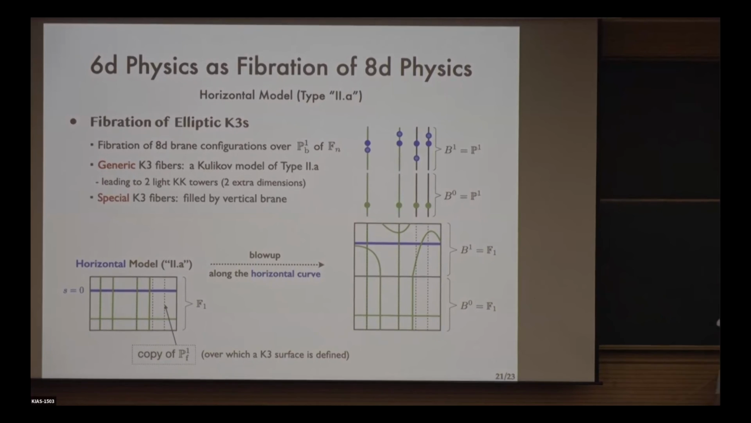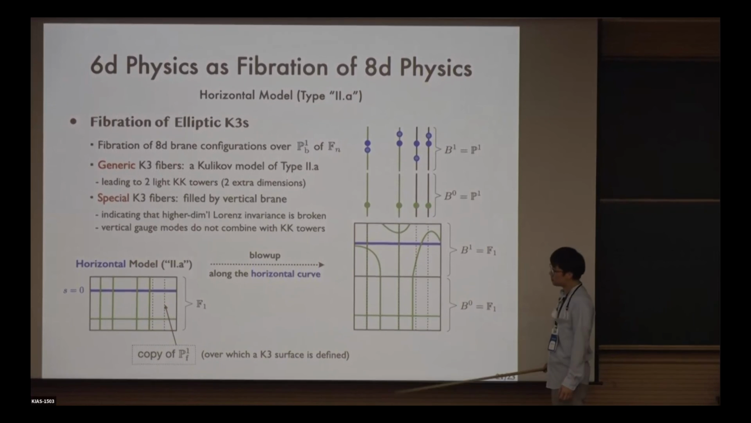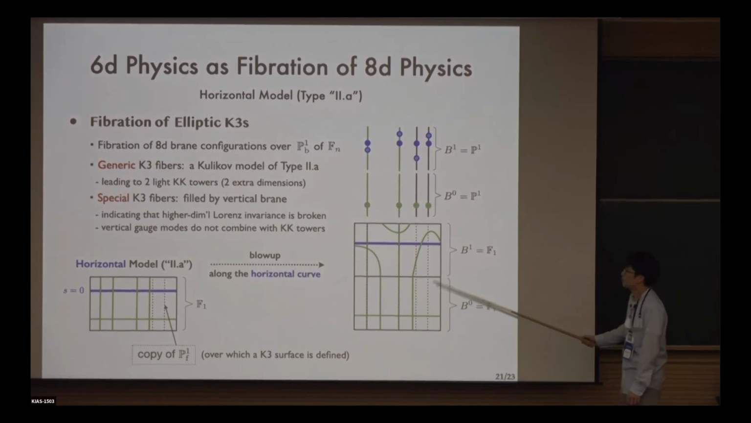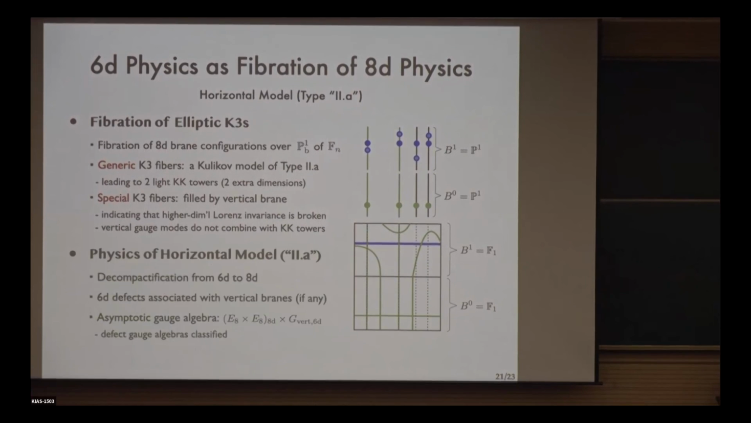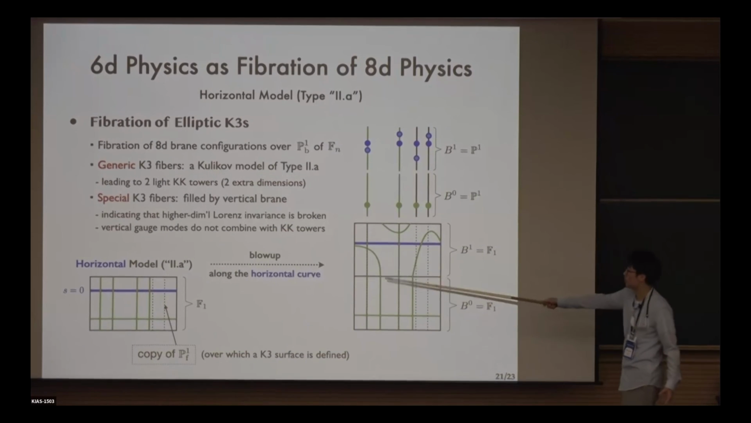And we also have these two special fibers, special K3 fibers, which are filled by vertical branes completely. And this already indicates that the higher-dimensional Lorentz invariance after the decompactification is done should be broken. So the vertical gauge modes on them do not combine with the KK modes. So we will end up having some 6-dimensional defects, which are these vertical branes.